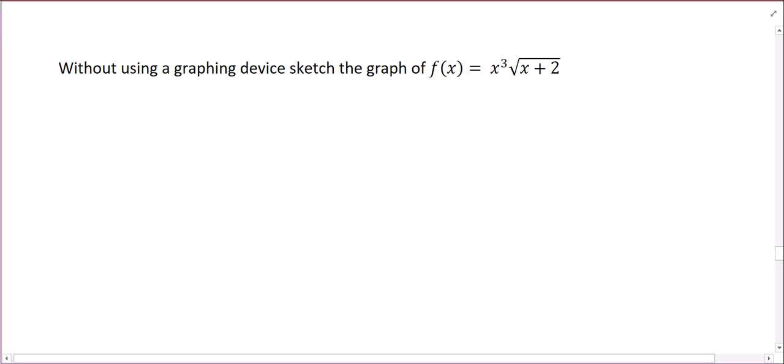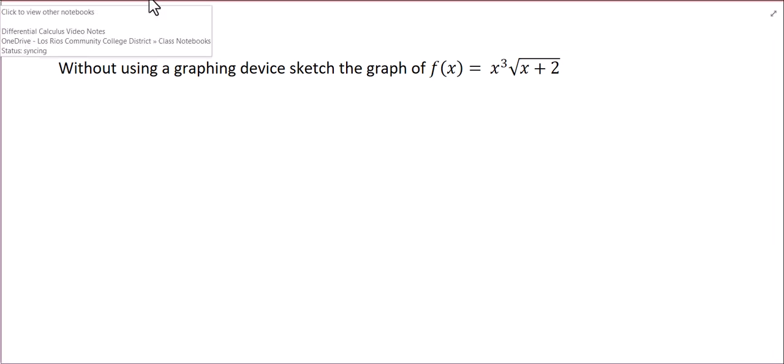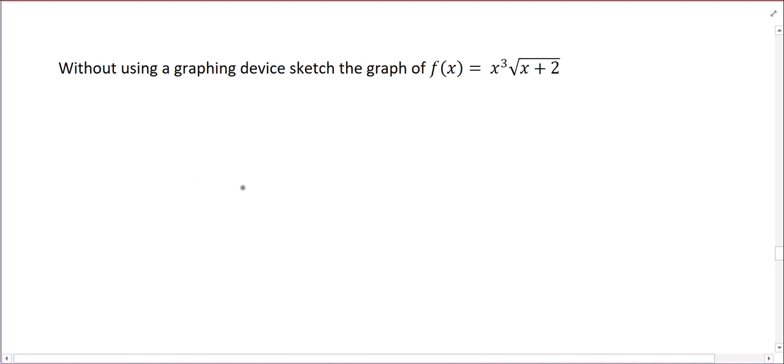Hi, in this video we're going to continue with curve sketching, and so we're going to move on to this next example. So without using a graphing device, sketch the graph of this function. By now this is the third video, so hopefully you're getting a hang of what the steps are. So first is find the domain.